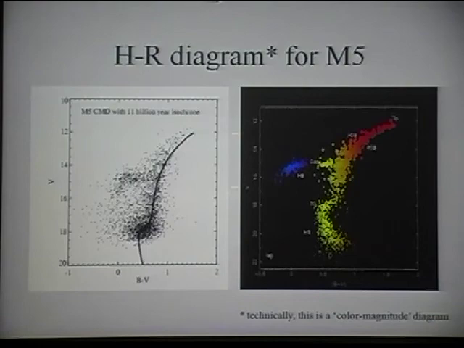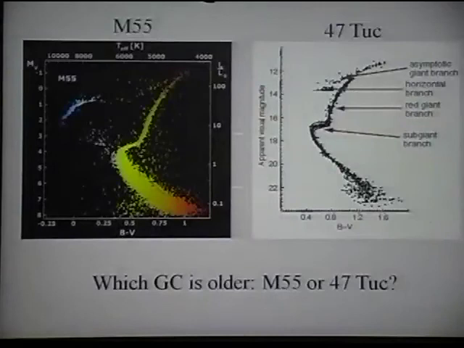For 47 Tuc, 11 billion years old. For these two stars, M55 and 47 Tuc, you can look at them and tell which is older. They're plotted. It doesn't say temperature. It says this B minus V color. But that's temperature. We know that the turnoff point tells you the age. This has a turnoff point at about maybe 0.35. This has a turnoff point at about 0.45. So M55 has a turnoff point that's further to the left, which means it has brighter, hotter stars. So M55 should be a bit younger than 47 Tuc.